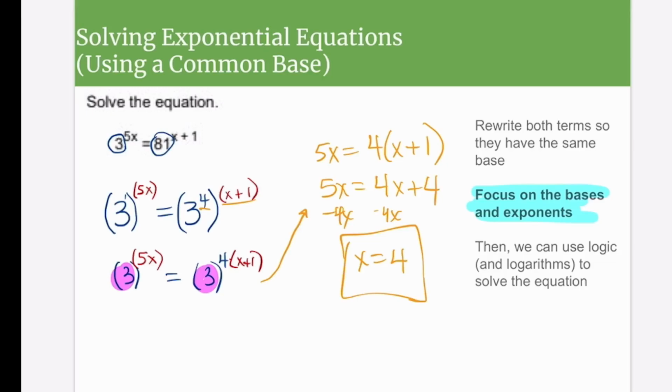So again, you could plug it in and check. The left side, when you plug in the 4, is going to be 3 to the 20th power. And on the right side, you would have 81 to the 5th power. If you put those into a calculator, you will see they are, in fact, equivalent. So that's how you use a common base to solve these exponential equations.